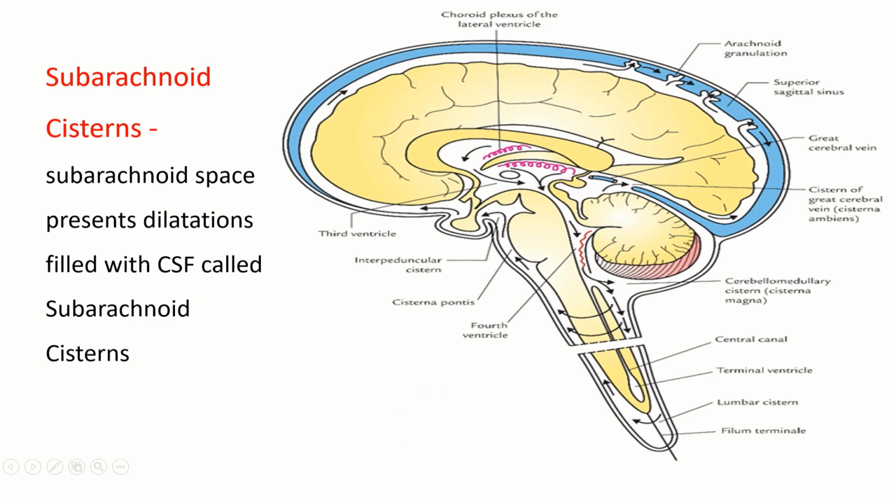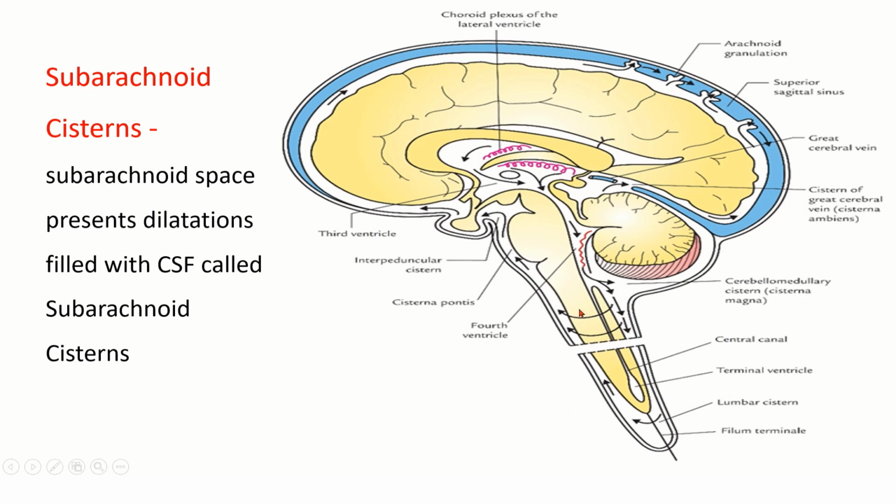As you can see here, between the medulla oblongata and the cerebellum, you can see a large cistern. It is called the cisterna magna or cerebellomedullary cistern. On the ventral aspect of the pons, you can see the cisterna pontis. Close to the interpeduncular fossa, you can observe the interpeduncular cistern, where the circle of Willis lies. And here you can see the cistern of the great cerebral vein, otherwise called cisterna ambiens, below the splenium.